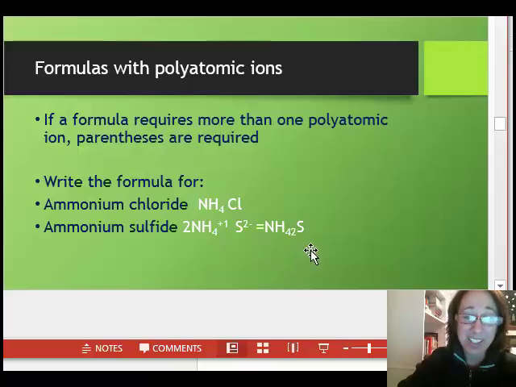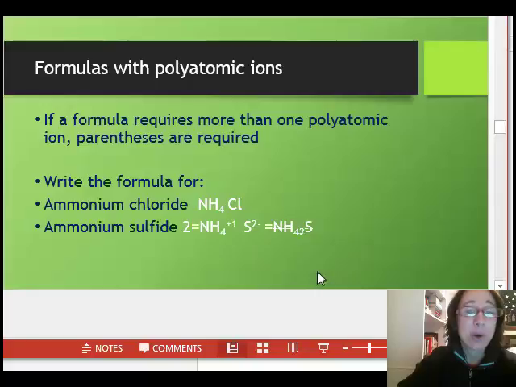42, capital S, which means there is 1 nitrogen atom, 42 hydrogen atoms, and 1 sulfide atom. This is not the case. We don't have 42 hydrogens. We want to express that we have 2 ammonium cations for each sulfide.